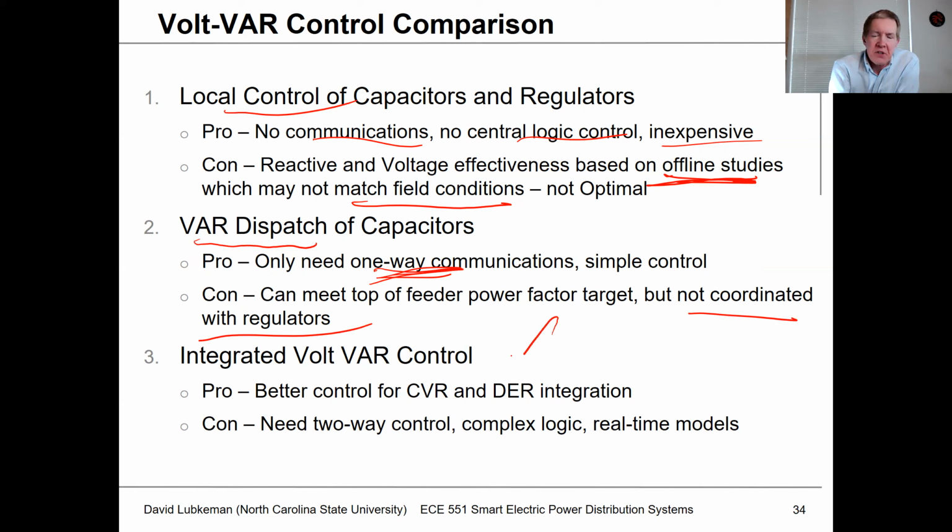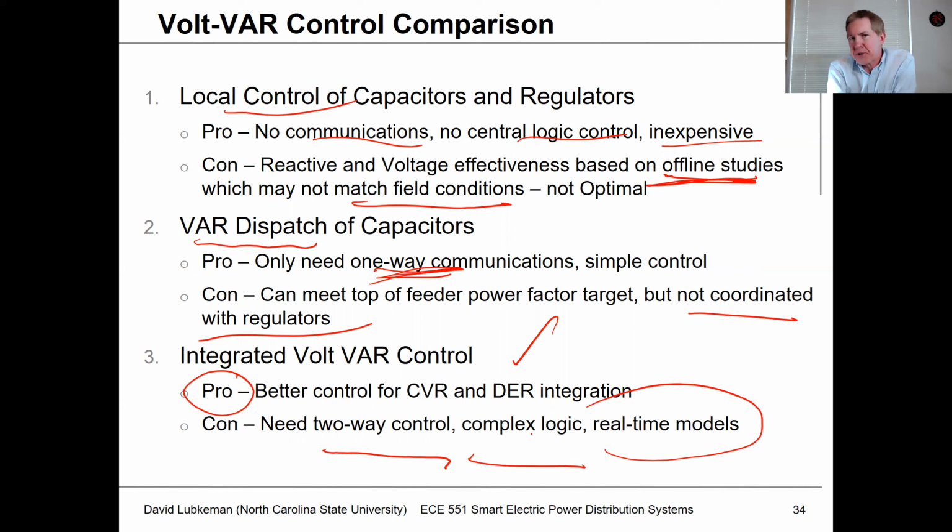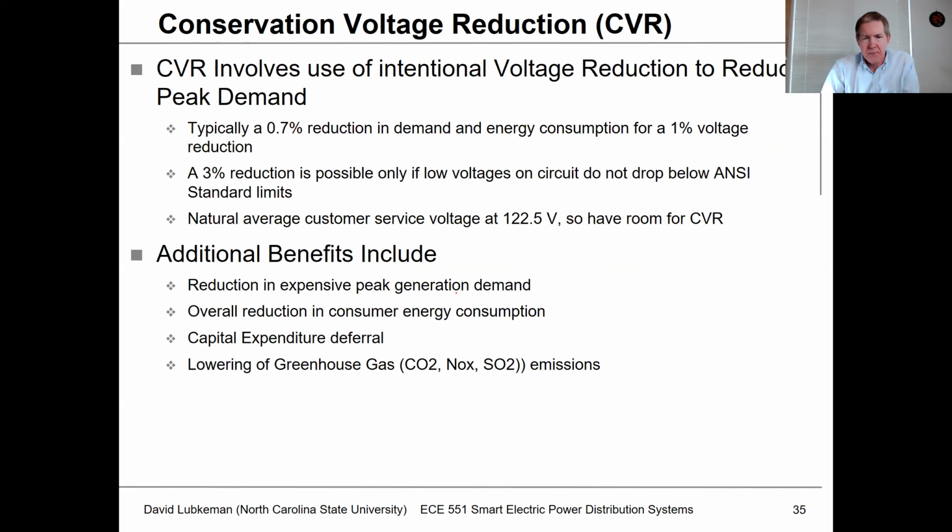And then finally, when we get to the integrated Volt-VAR control, this is probably going to give you the best performance. This is actually going to give you the ability of optimizing your circuits. But then we have to spend more money on communications. We need two-way communications. We need to have more complex logic. We have to also have models which are somewhat accurate. So if I don't have an accurate model of what's in the field, then I can't really do any optimization around it. But anyway, this is what most utilities are moving to right now, this integrated Volt-VAR control.